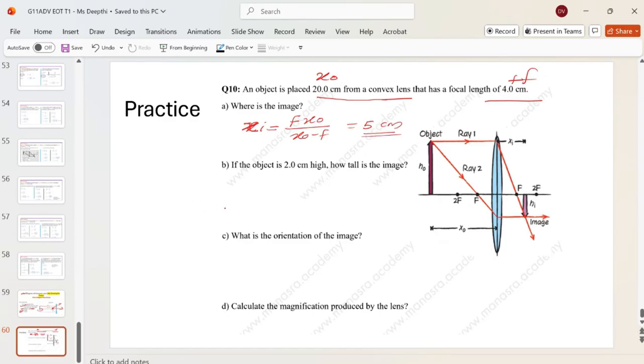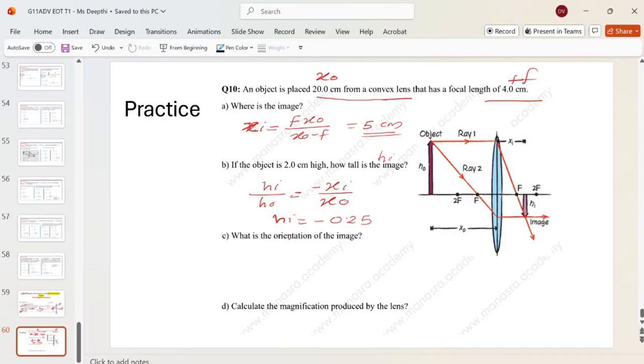Okay. Now, second one: if the object is 2 centimeter high, how tall is the image? You can use the equation hi over ho equals minus xi over xo. Okay. So you want the height of the image. When you plug in the calculator, you would get the answer of hi as minus 0.25. Okay. So that's the image.